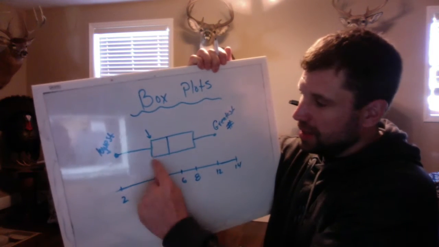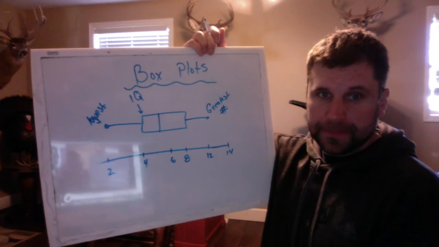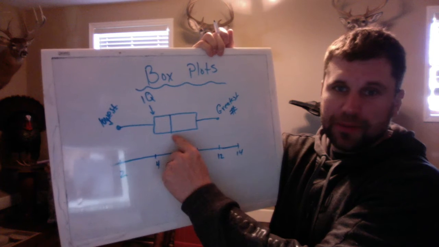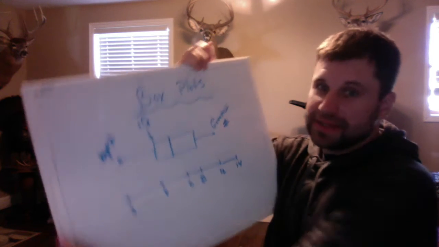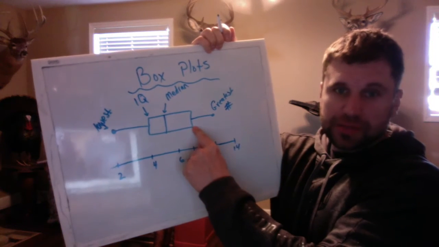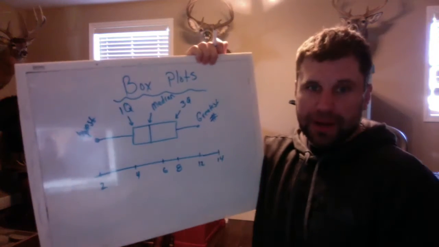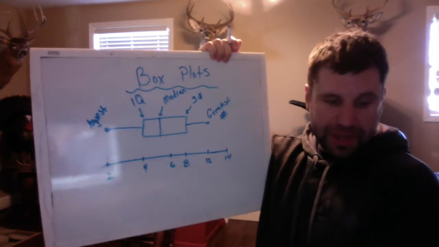Now the beginning of your box right here is known as the first quartile. That is where the first quartile is located. What do you think that line is going to be? That line represents the middle of the box plot. That's right, that's the median. And then the end of your box, what do you think it's going to be? If that's the first quartile and median, that one's going to be the third quartile. So right there is all your information from that box plot. From this box plot, you now can answer your measures of variation.